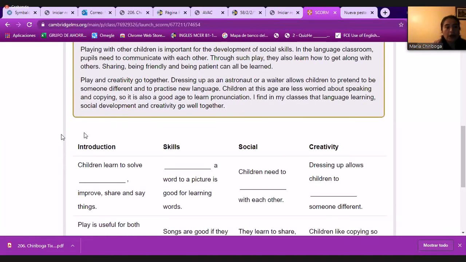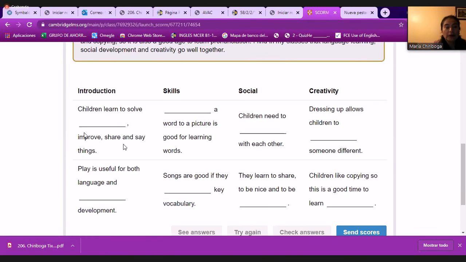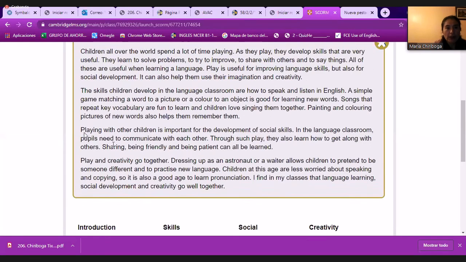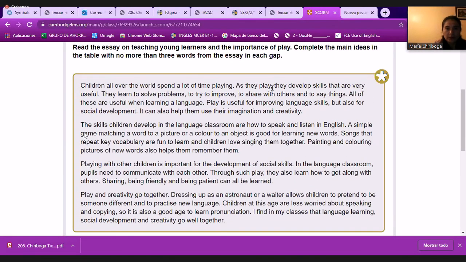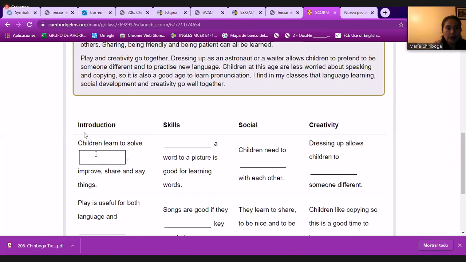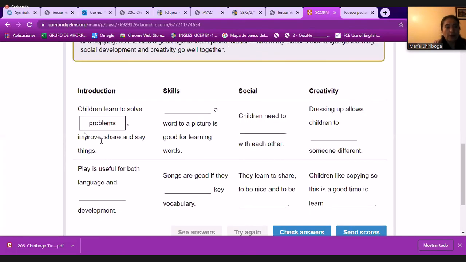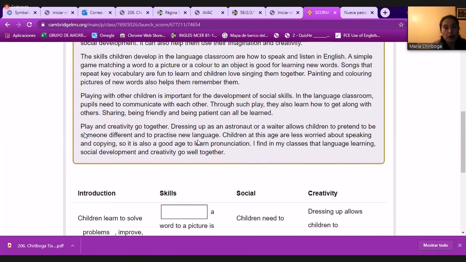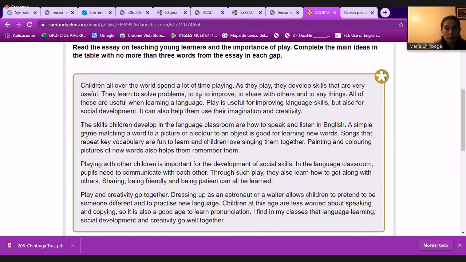What can you put here? Children learn to solve. To solve what? Problems, teacher. Excellent. Children learn to solve problems. Improve, share, and say things. A skill. So we come here, solve problems, to try to improve, to share with others, and to say things.